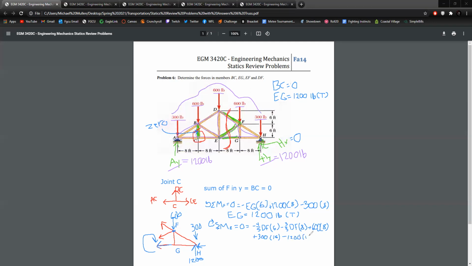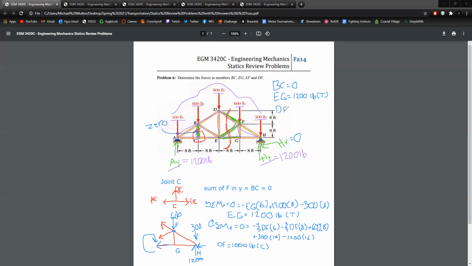Also times 16 feet, passing through H. So now that we have this equation for moment about E, we've accounted for all of our forces, and we only have one unknown, dF. So we can say that dF is equal to 1,000 pounds in compression. And that's just doing out this math and solving for dF.